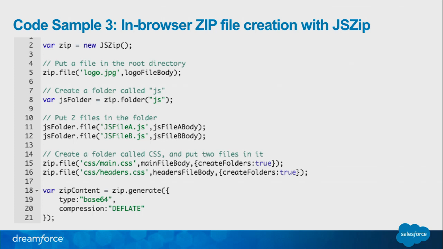And then the important thing for getting this into Salesforce is you do zip.generate. That generates the content that you want to actually put in. So use type base64 and compression DEFLATE. And then that's the body you put into your static resource. Don't UTF-8 to base64 it again. That'll screw you up. So just take this raw thing. That's what goes into the static resource.